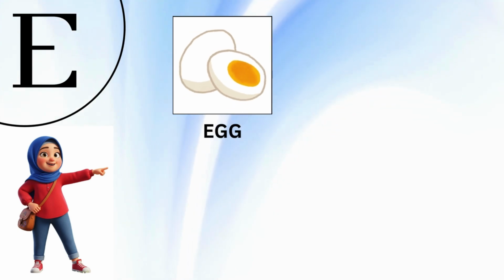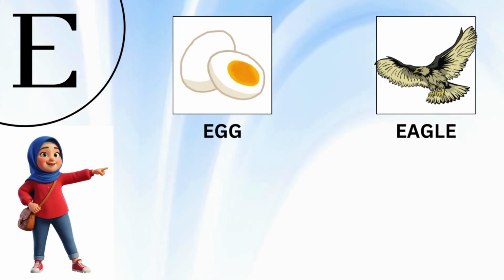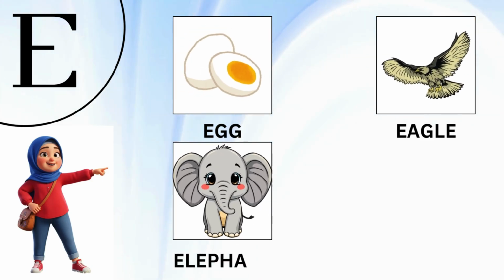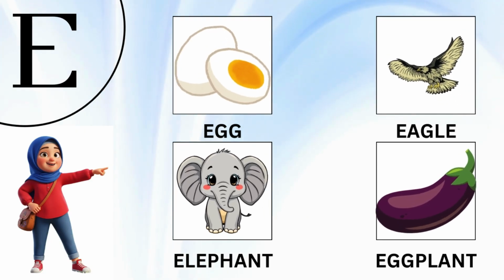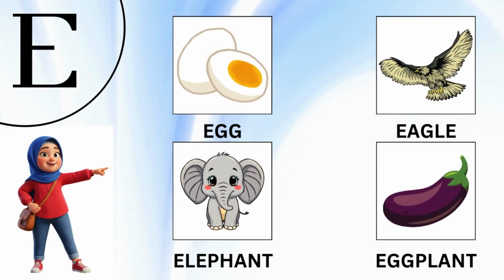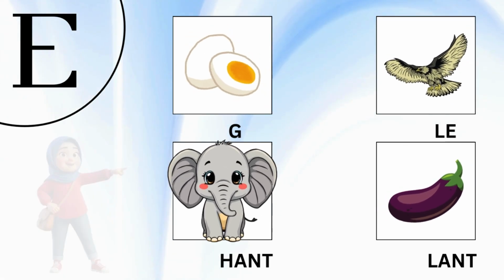This is letter E. E is for egg. E is for eagle. E is for elephant. E is for eggplant. Egg, eagle, elephant and eggplant.